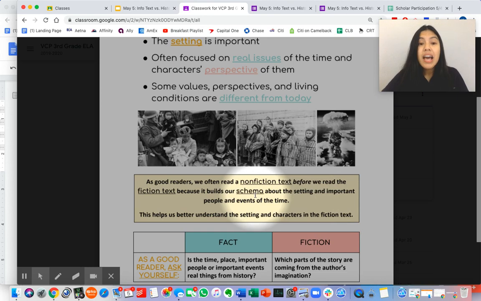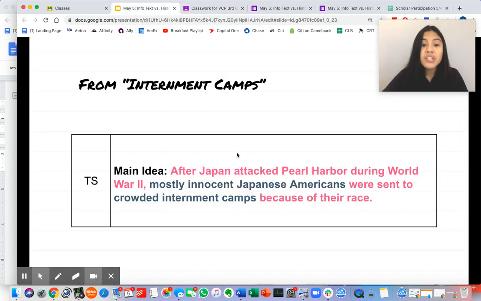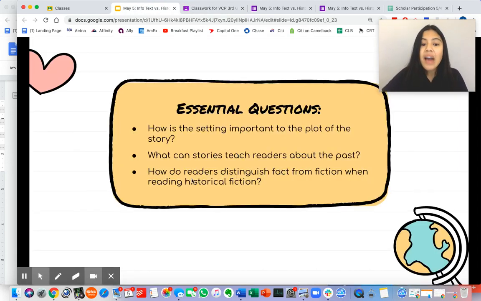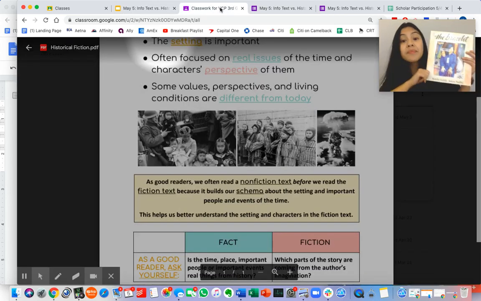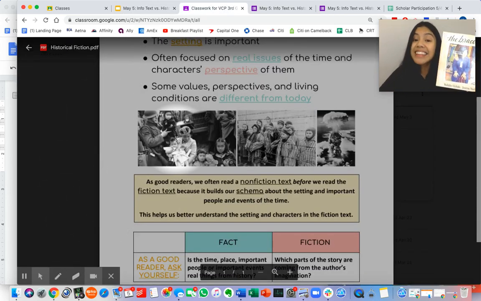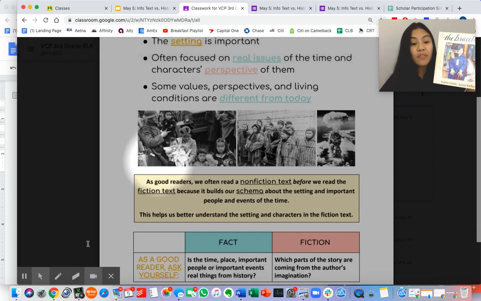ELA Masters, I told you that one of the questions we'll be thinking about today is how do readers distinguish fact from fiction when reading historical fiction? Today, we are not going to be reading an info text. We will be reading a historical fiction text called The Bracelet. This text is a make-believe story about a girl named Emmy and her family. They live in California during the 1940s.